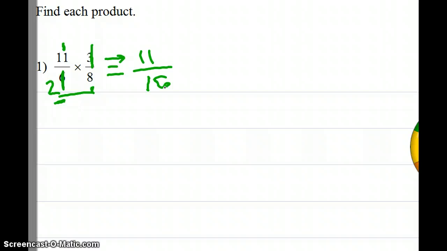So that's what I want you to look for when we're multiplying. First, look for factors on the top and the bottom that can be reduced, and then it will save you a step of reducing.